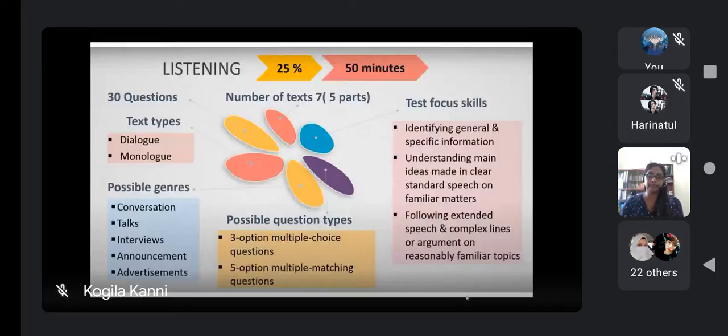All right. And then we have test focus skills. Basically, it's the same thing: identifying main points, identifying supporting details, and recognizing the author's opinion, what he's telling, his attitude, and minor details. They won't ask you inferring questions usually.